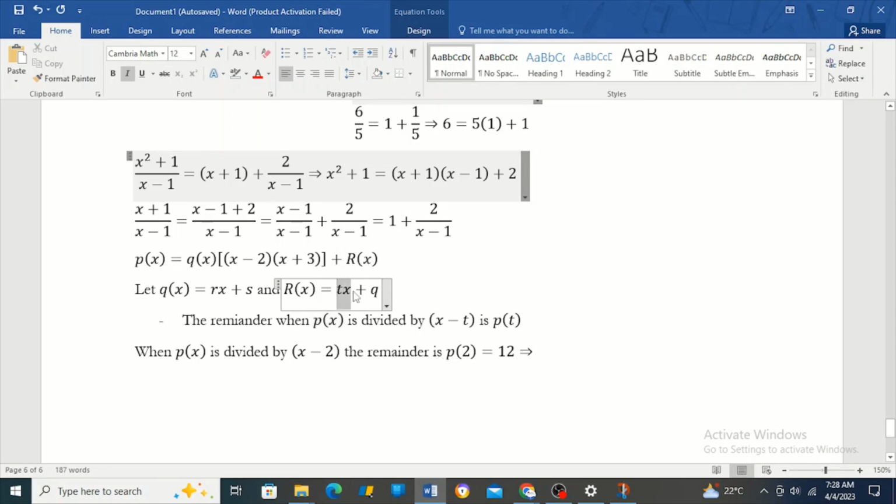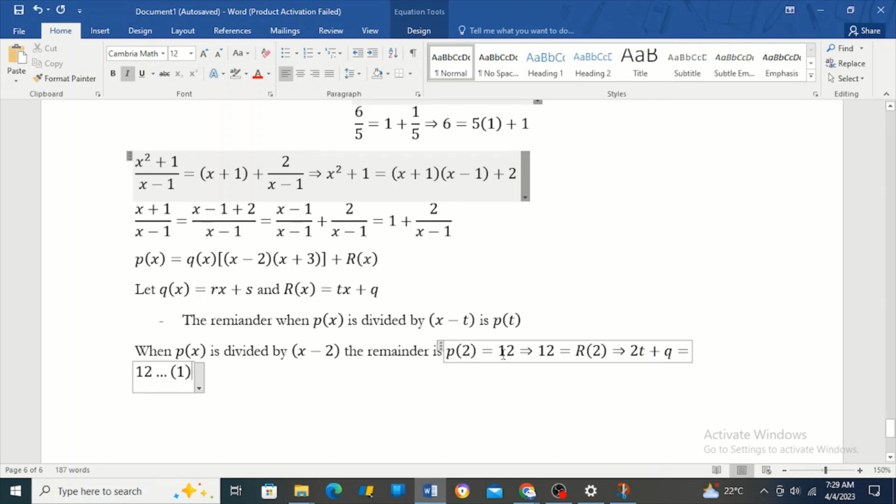Our r of x is tx plus q. We need to replace, so you see that p of 2 will give you q of 2 into 0 plus r of 2. Okay, so 12 will be equal to r of 2. Then what is r of 2? We come here and replace x with 2. Sorry, replacing x with 2, we get 2t. 2t plus q is equal to 12. We can call that the first equation.